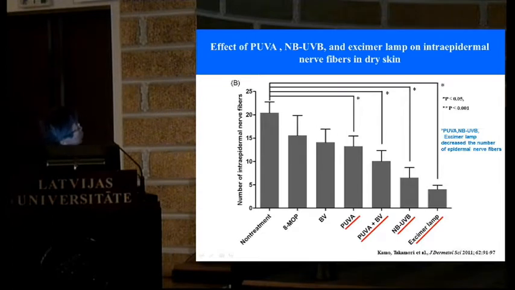This slide shows the effect of PUVA, narrowband UVB, and eczema lamp on intraepidermal nerve fibers. PUVA therapy, narrowband UVB and eczema lamp decrease the intraepidermal nerve fibers, especially narrowband UVB and eczema lamp, which significantly decreased the intraepidermal nerve fibers.